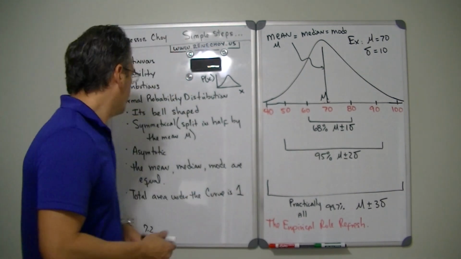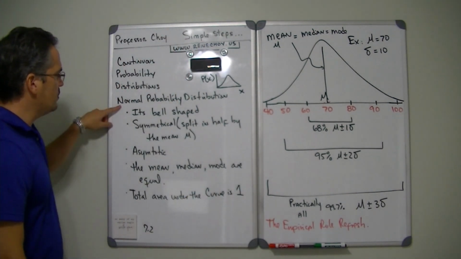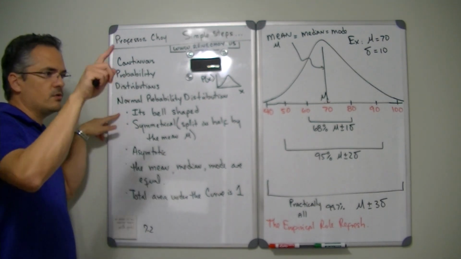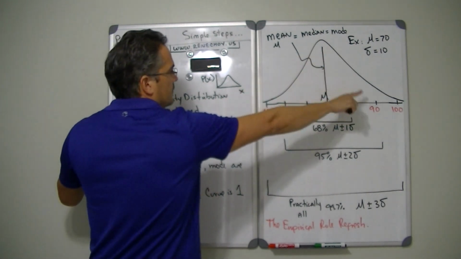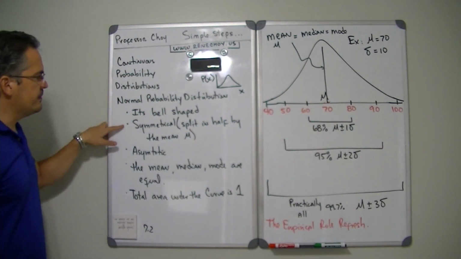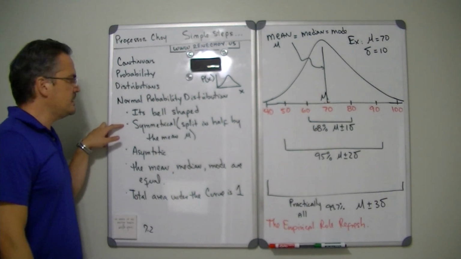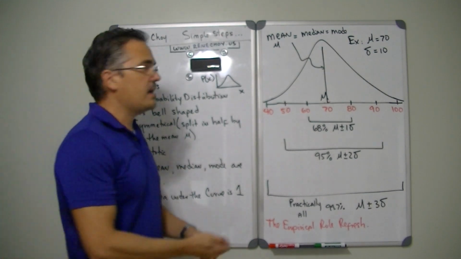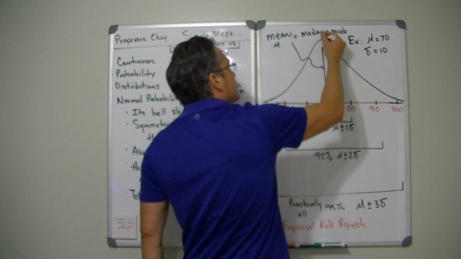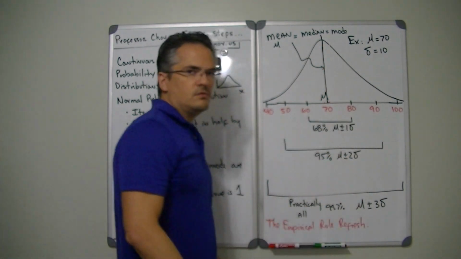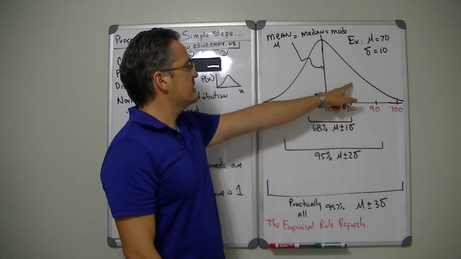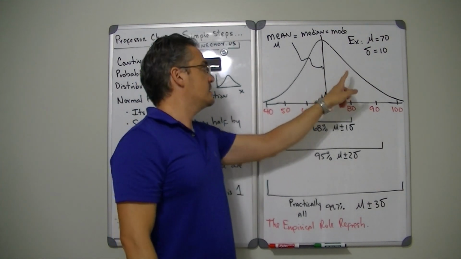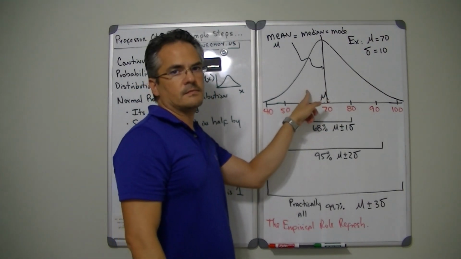Okay? So a normal probability distribution is a bell-shaped distribution. In other words, when you graph it, it looks like a bell, as you can see here. It is symmetrical, which basically means that it's split in half by the mean. So if I were to slice it right here, you will get two exact copies on each side. So this side is an exact copy of this side.